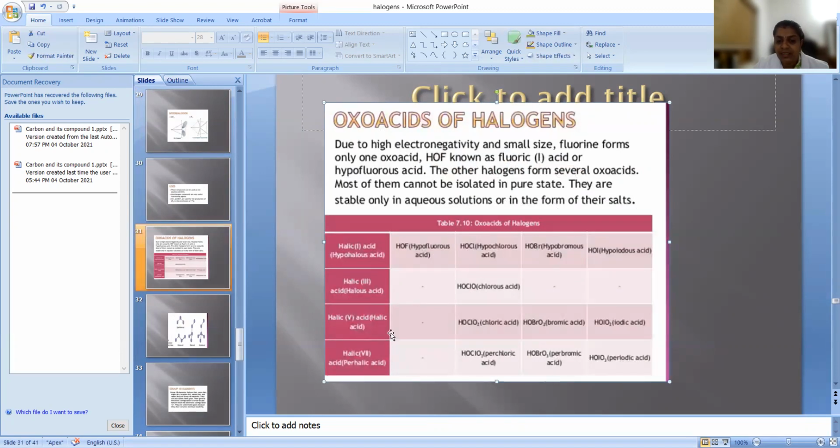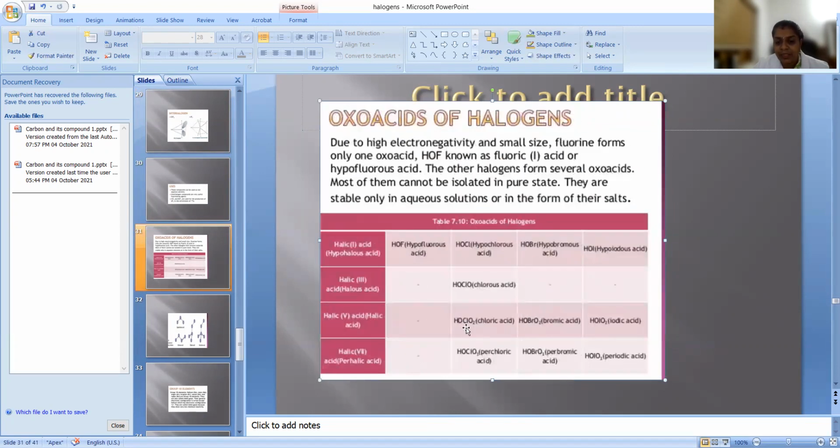And halic(V) acid is formed by chlorine, bromine, and iodine, so it is called chloric acid, bromic acid, and iodic acid. And there is the halic(VII) acid, that is perhalic acid. Again, these three form it: chlorine, bromine, and iodine, giving perchloric acid, perbromic acid, and periodic acid. These are the oxoacids of halogens.